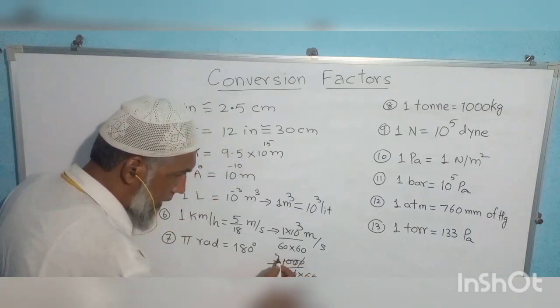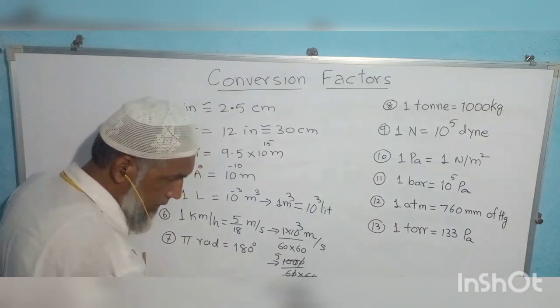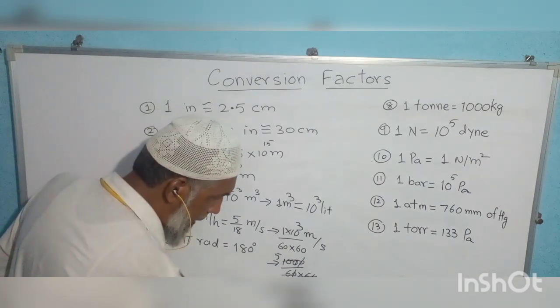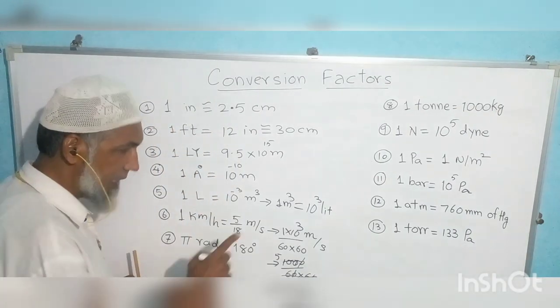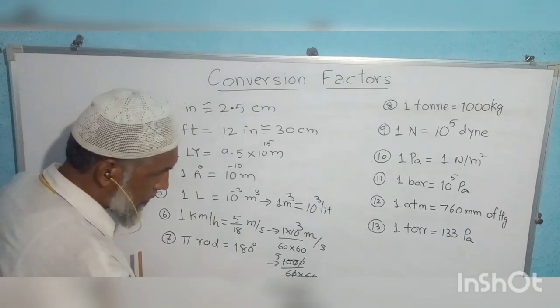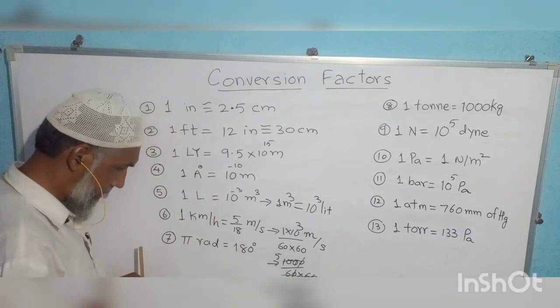Then 2 5s are 10, 6 6s are 36. This 36 will get divided and here it will be 18. 2 18s are 36, 18 2s are 36. So 5 by 18. You can get this value as 5 by 18.